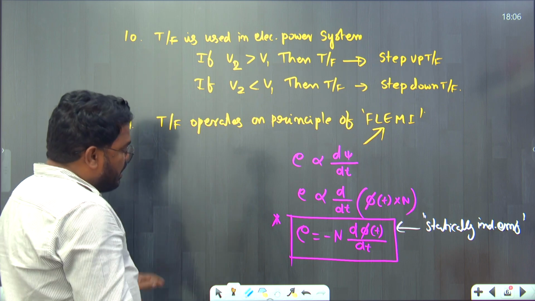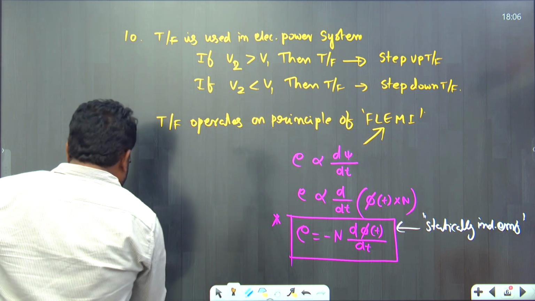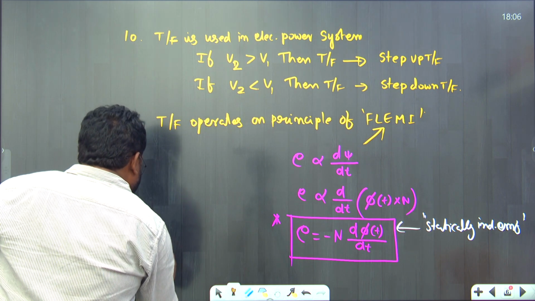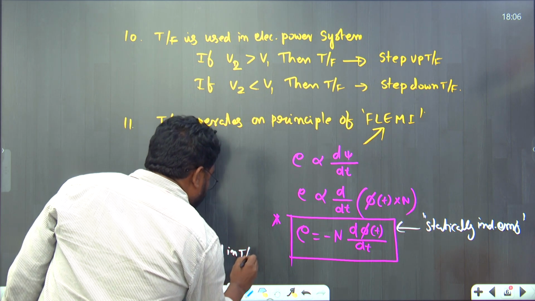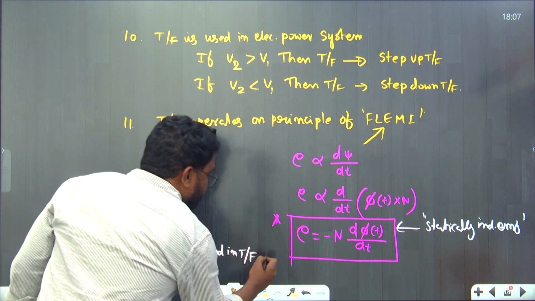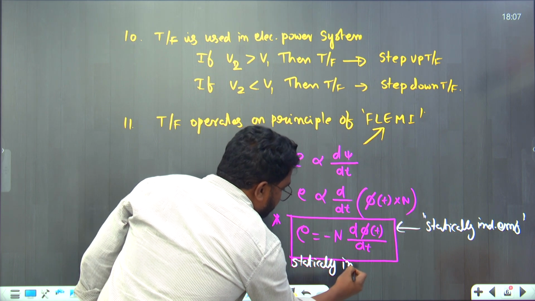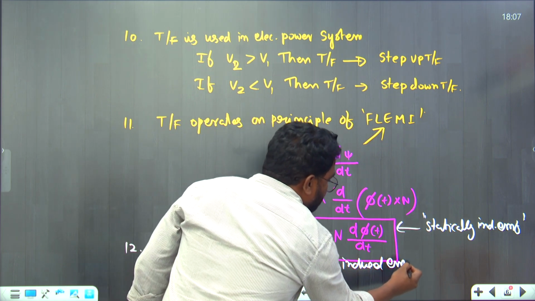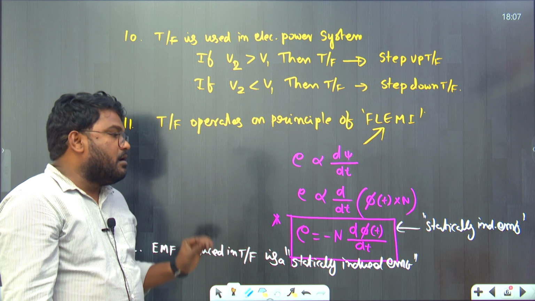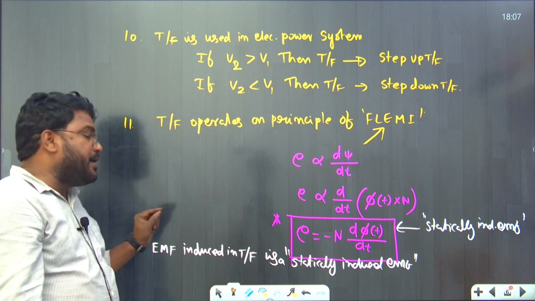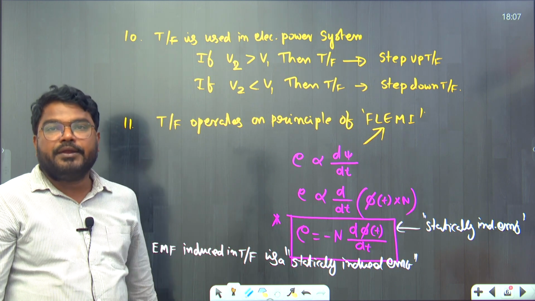Now, in a similar way, the EMF induced in the primary winding. So what I conclude here, the 12th point: the EMF induced in the transformer is the statically induced EMF. What is meant by statically induced EMF? The EMF induced in a coil or winding due to relative time variation between the magnetic field and conductor is known as a statically induced EMF.